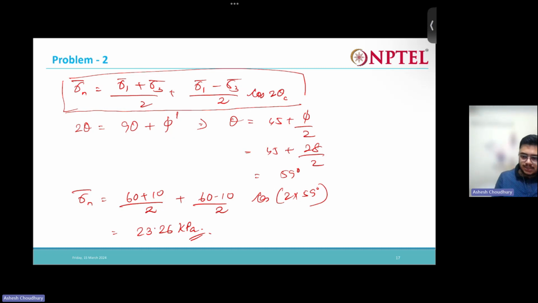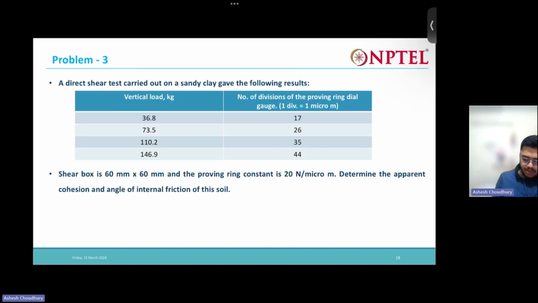Now let us see the next problem 3. This is the direct shear test result. A direct shear test carried out on a sandy clay gave the following results. The vertical load is given and the divisions of the proving ring dial gauge are given. One division is 1 micrometer. The shear box is 60 mm by 60 mm in size. The proving ring constant is 20 Newton per micrometer. Determine the apparent cohesion and angle of internal friction.